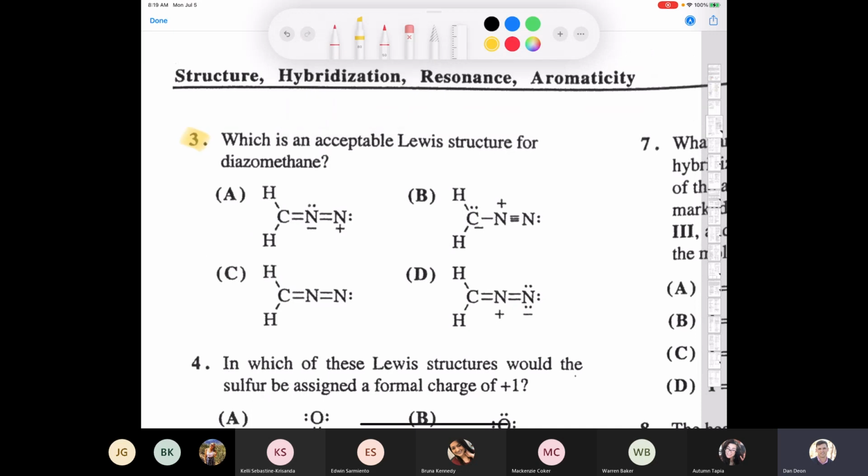It just says, which is an acceptable Lewis structure for diazomethane? You can see that the condensed formula for diazomethane, since they all have the exact same atoms, must be CH2N2, right? So it's just a matter of determining what's the correct Lewis structure. So I'll give you a second to look at it.